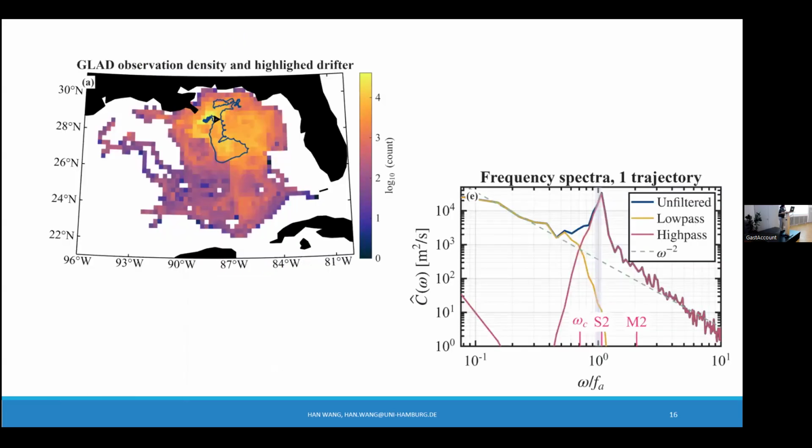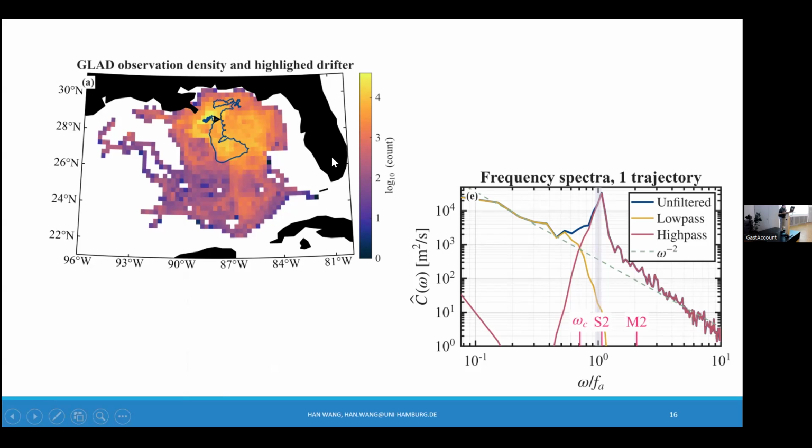Okay, so we repeat that for every single drifter recording. This is just showing you what we do exactly for the drifters. I will take one drifter trajectory as an example. It's highlighted here in blue. This is how the raw trajectory looks, and this is how the frequency spectrum of the velocity looks from this one trajectory.